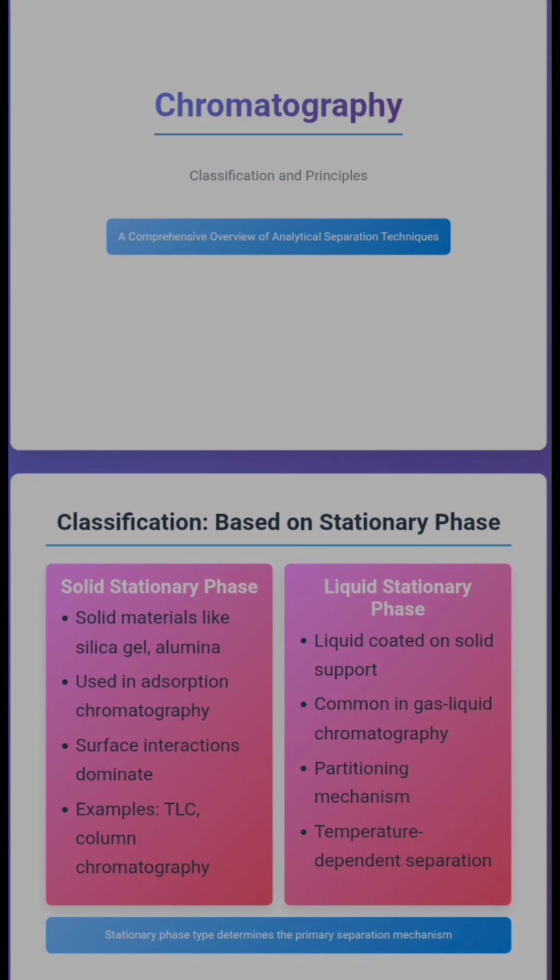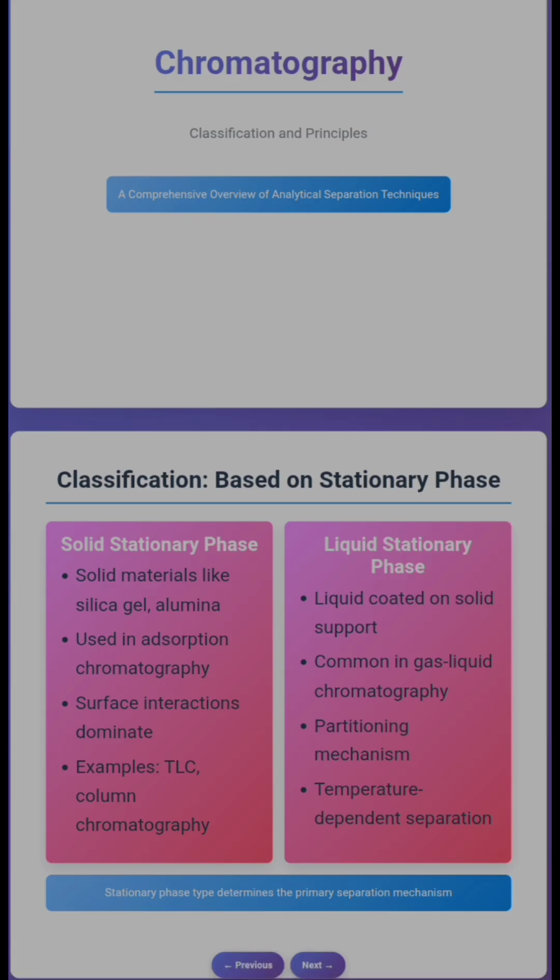Now let's discuss classification by stationary phase. The first is solid stationary phase, the second is liquid stationary phase. Solid materials like silica gel and alumina are used in adsorption chromatography. In liquid stationary phase, a liquid is coated on a solid support. It is common in gas-liquid chromatography. For solid phases, surface interaction dominates. For liquid stationary phase, the partitioning mechanism applies. Examples are TLC and column chromatography. Separation also depends on temperature. Thus, stationary phase types determine the primary separation mechanism.